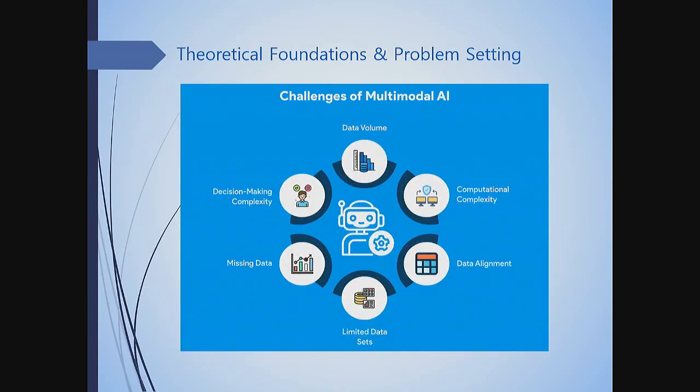Other challenges: you can see here that the amount of data is increasing. Of course, it takes more computational complexity now, because you are handling more than one thing. We also talked already about data alignment, missing data, and decision making is also complicated, because you have to process in this model how to make a decision with one modality. So combining also makes decision making complex, though not impossible.